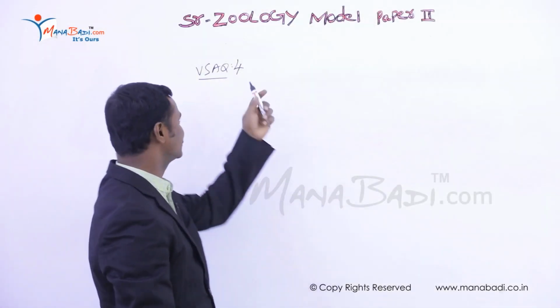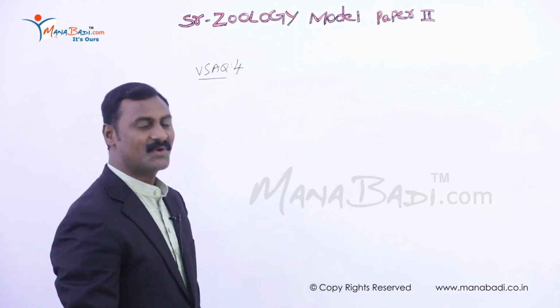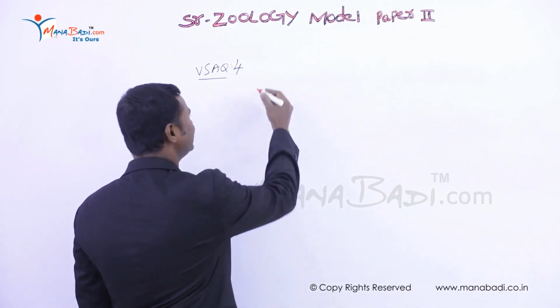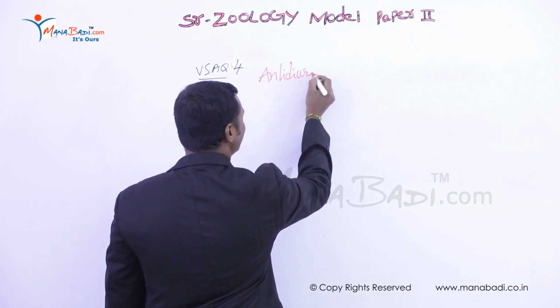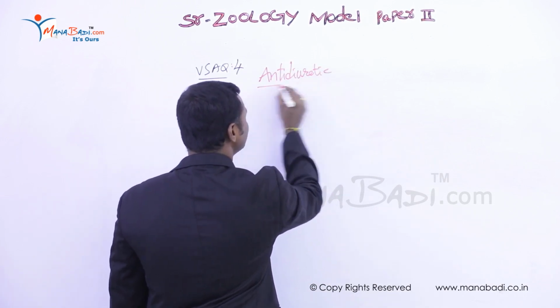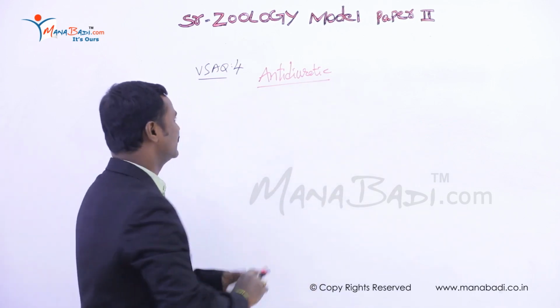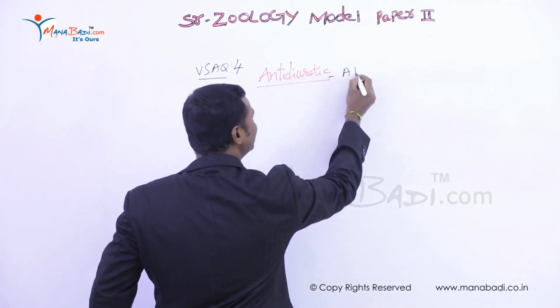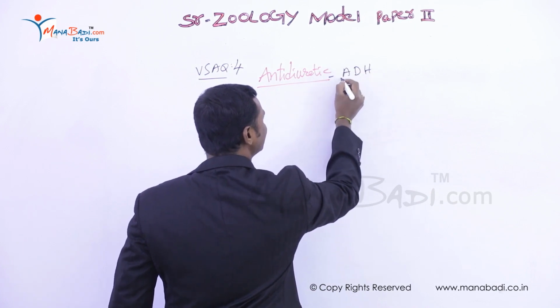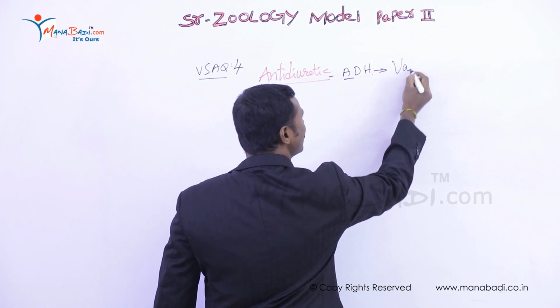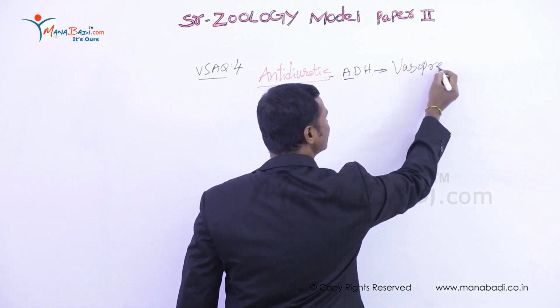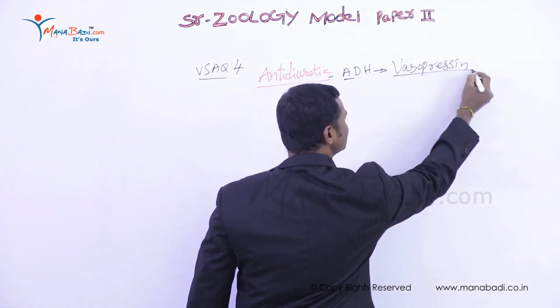Okay students, let us discuss question number 4. What is anti-diuretic hormone? It is also called ADH. Officially its name is vasopressin.